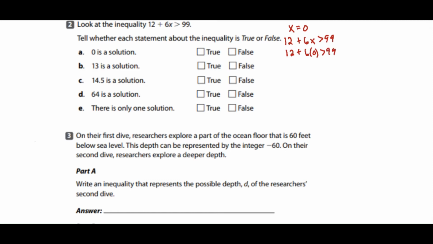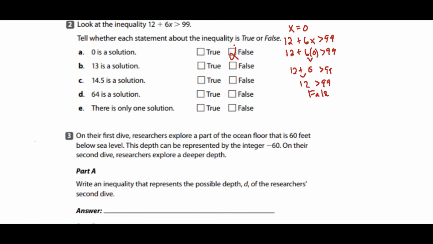In the order of operations, I'm going to evaluate my left side. 6 times 0 is 0, and I add 12. Then I bring everything down. 12 plus 0 is 12. 12 is greater than 99. So this is a false inequality. So I'm going to pick false. 0 is not a solution. My inequality was not true.